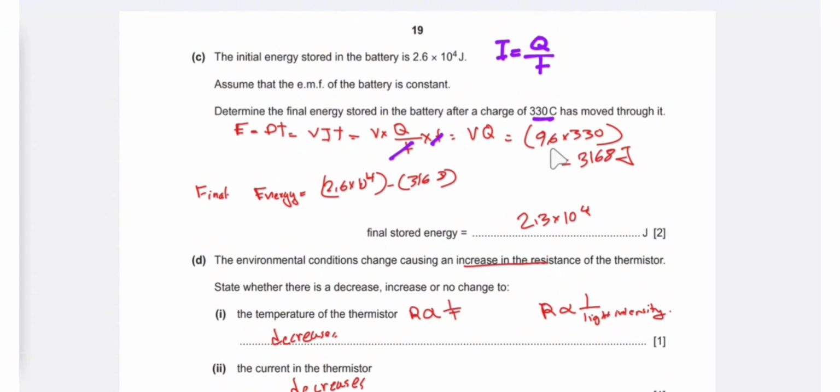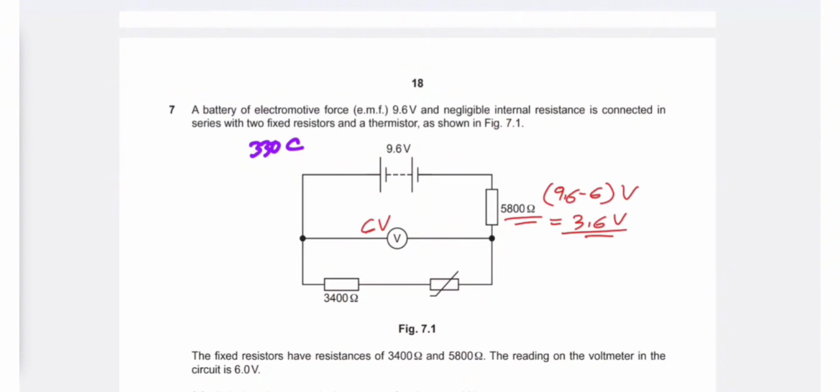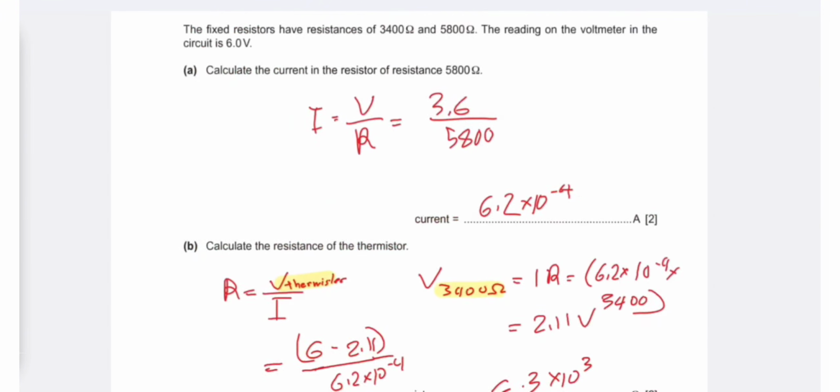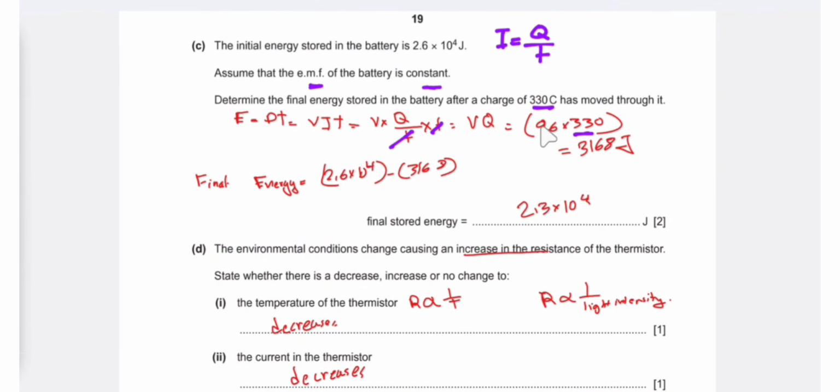We have been given the value of charge, and since the EMF of the battery is constant, what is the EMF of the battery? The EMF of the battery is 9.6 volt. So a constant value into charge gives the energy that is lost as the charge flows. Now what is the final energy? Final energy is equal to the initial energy stored in the battery minus the energy lost due to movement of this charge. The final energy that we get is 2.3 into 10 to the power 4 joules.